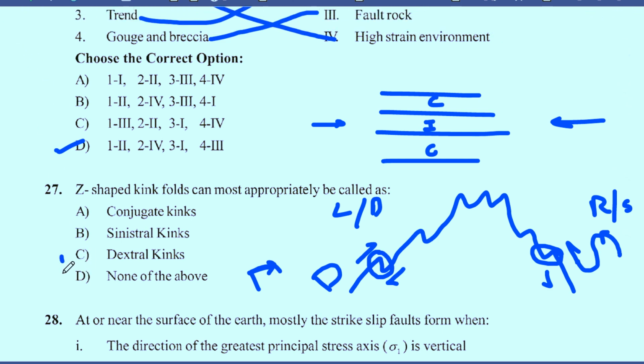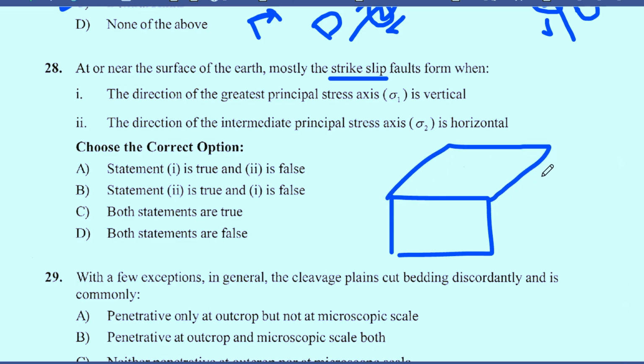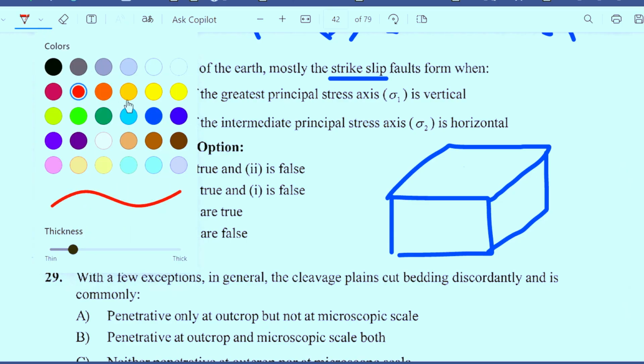Okay. Next question is, at or near the surface of Earth, mostly the strike slip faults form when. This type of question is understood by 3D blocks. Let me change the color so that you can understand much better.